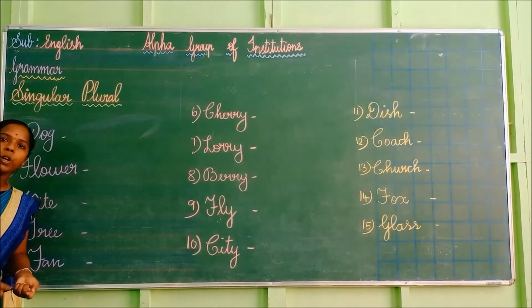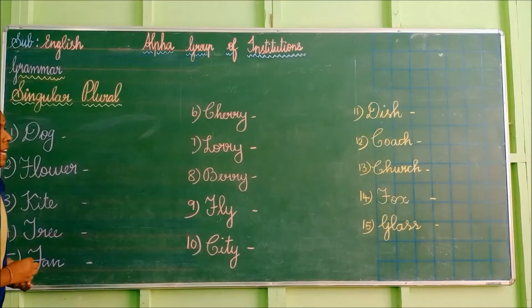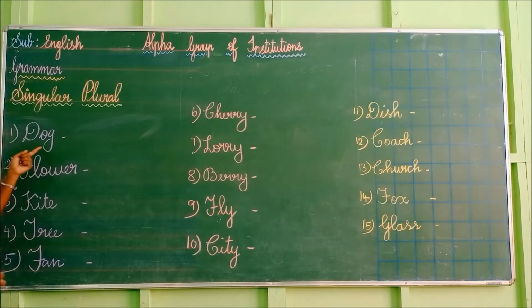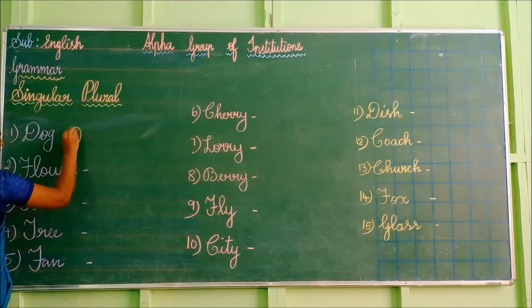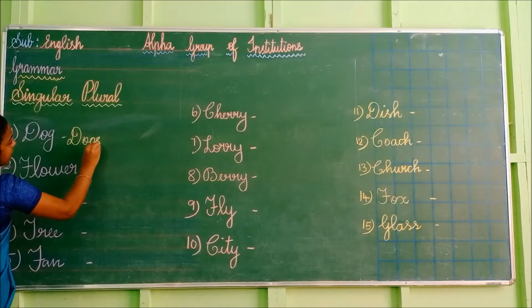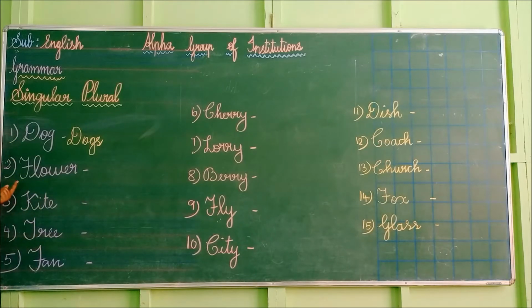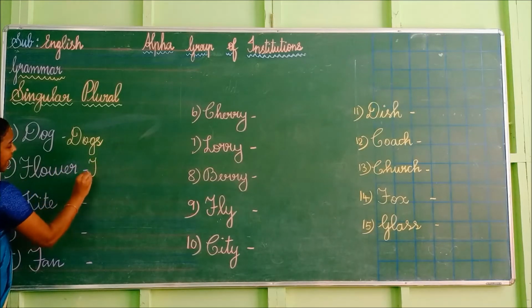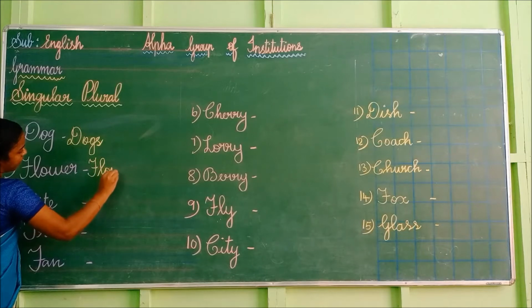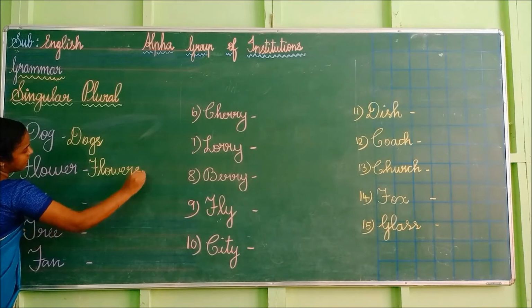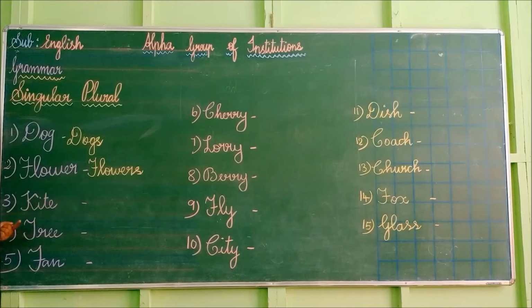Children, for your more understanding, let us see some more examples. See, D-O-G. What's the word? Dog. So, it is a regular noun. For a regular noun, what do you have to do? You have to simply add S. Dog, dogs. The plural form of dog is dogs. Next one, flower. The plural form of flower is flowers. F-L-O-W-E-R-S. Flower, flowers.